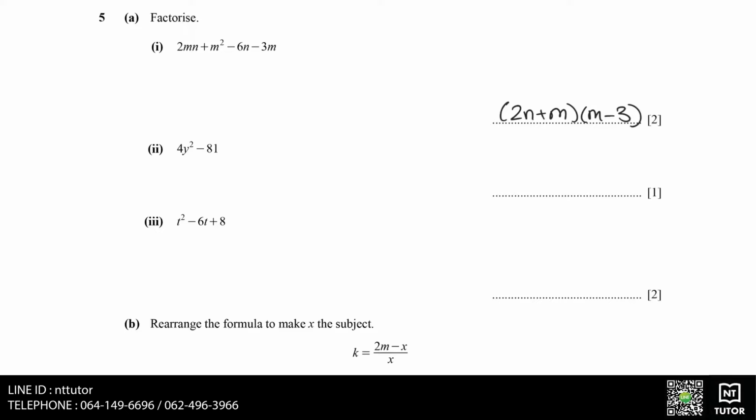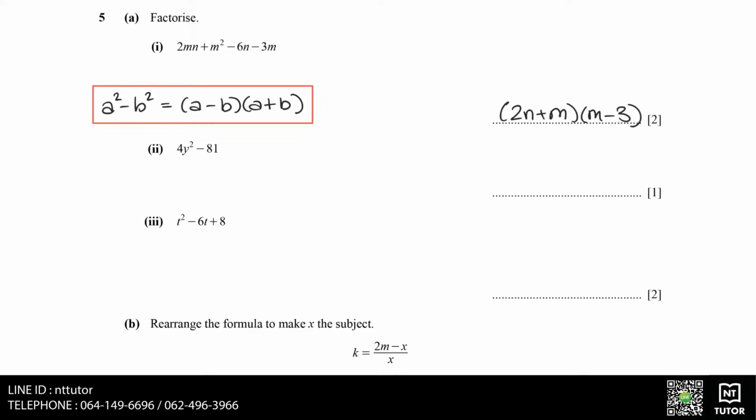But there is a rule that states that if you have a squared minus b squared, it will always equal a minus b multiplied by a plus b. And 4y squared is just 2y squared, and 81 is just 9 squared. Therefore, our a equals 2y and b equals 9, and we can factorize it using this rule.